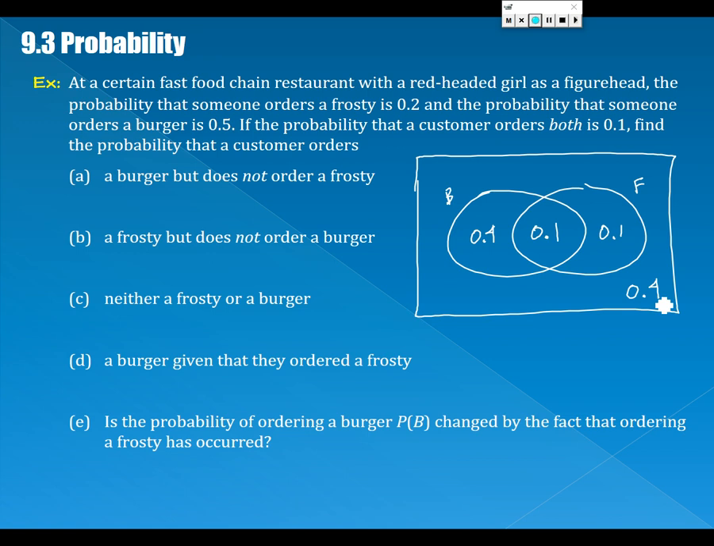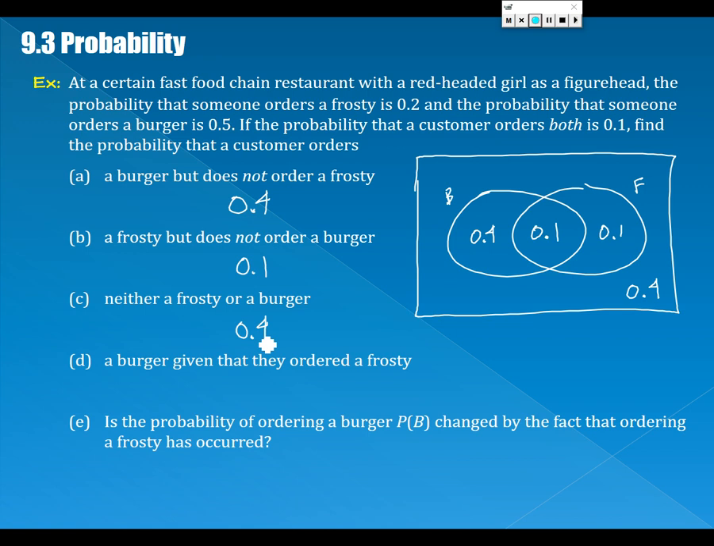All right, so now do you see how quickly these answers come now? What's the probability that someone orders a burger but not a Frosty? Well, we just need to point to the right region. 0.4. Be done with it. What about a Frosty but not a burger? What about neither? 0.4.